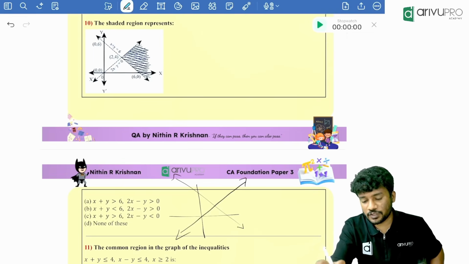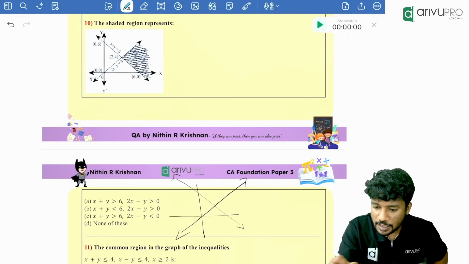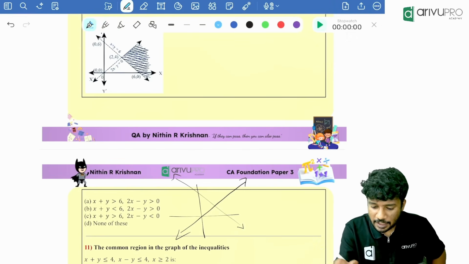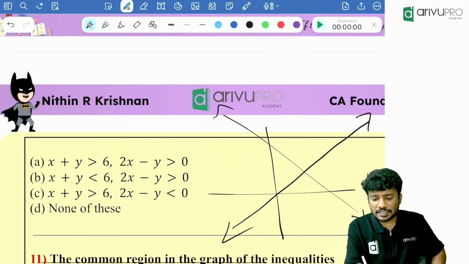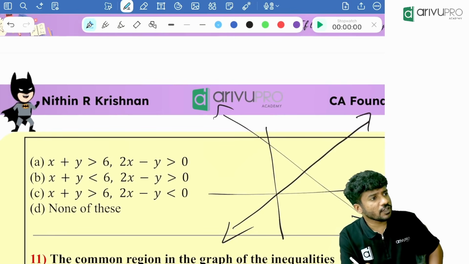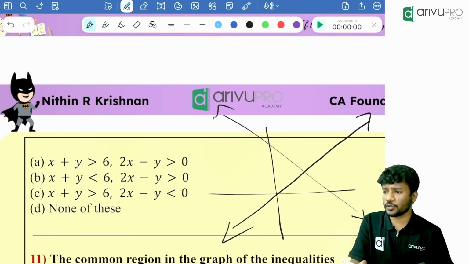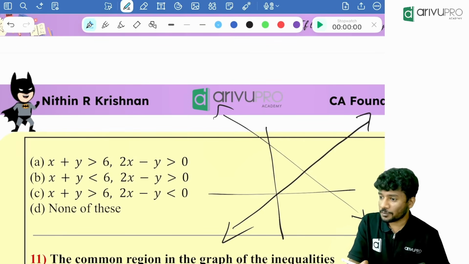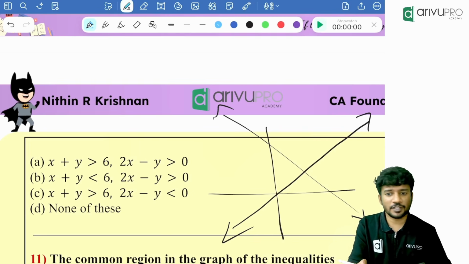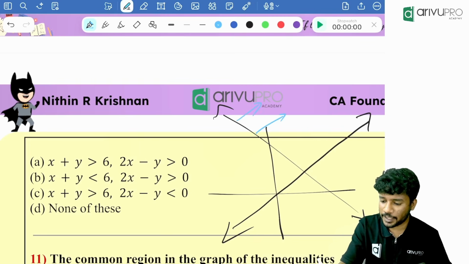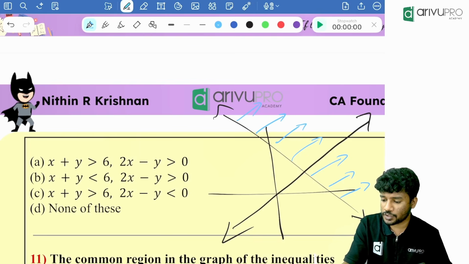Now we need to check which are the possible answers. One by one we will check. Now x plus y is greater than 6 means the graph will be away from the origin. If you put 0, 0, it will be 0 greater than 6. That means it will be away from the origin. The graph will be away from the origin. That is satisfied in the first question.